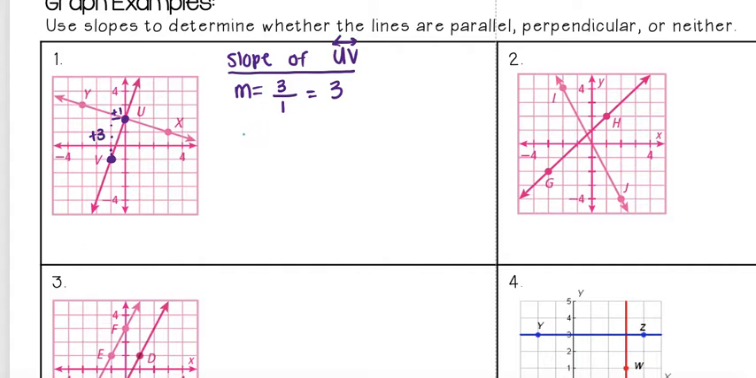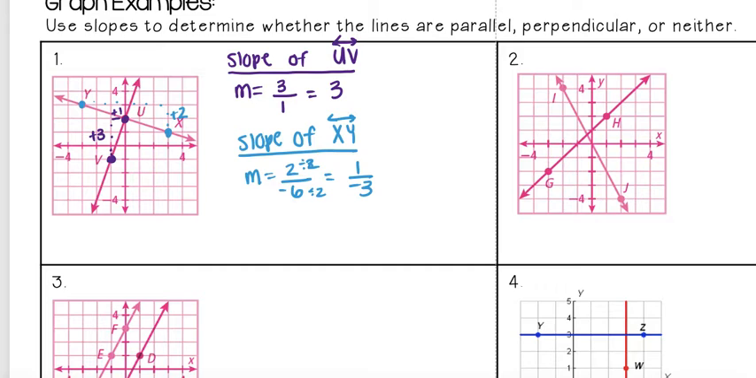Next, I'm going to look at my slope of XY. I'm going to go from this point to this point. It doesn't matter which one you go, but I like to always start with the lower one. So here I go up 2, no, not 3, 2. So I rise 2, and then I go to the left, 1, 2, 3, 4, 5, and 6. Since I went to the left 6, that's going to be negative. Then I'm going to simplify that, because 2 can go into 6. So I'm going to divide both top and bottom by 2, and I get 1 over negative 3.